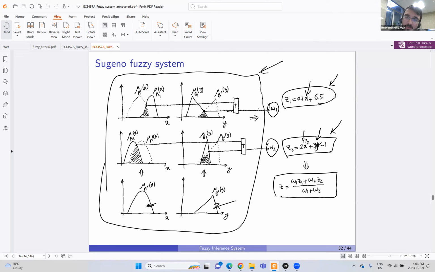But where is the fuzzy used here? So here, the W's. We use the W's, or the firing strengths, for weighting these outputs, and we calculate the weighted average of them to have the total output, the overall output.